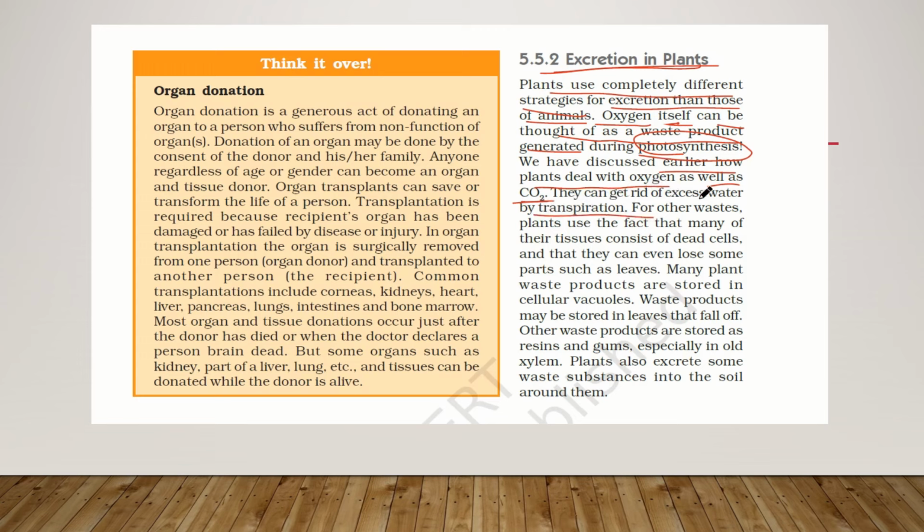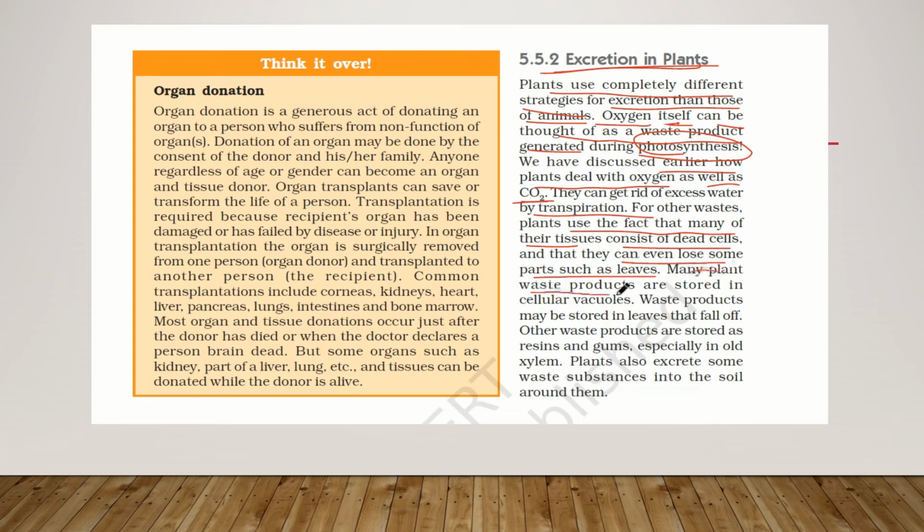We have already studied these processes, right? Now, for other wastes, plants use the fact that many of their tissues consist of dead cells. They can even lose some parts of their leaves also. So the leaves which have dead cells, they just shed those leaves. That is also an excretion part.